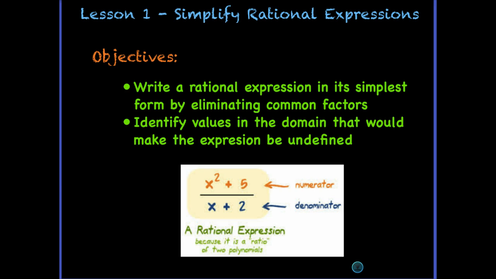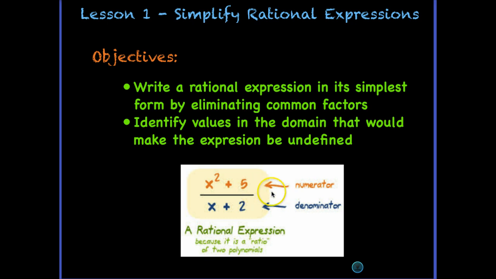Our objectives are to write a rational expression in its simplest form by eliminating common factors. In order to find common factors, we will need to factor first. We will also identify values in the domain that would make the expression undefined. Very important. Here's an example of a rational expression.